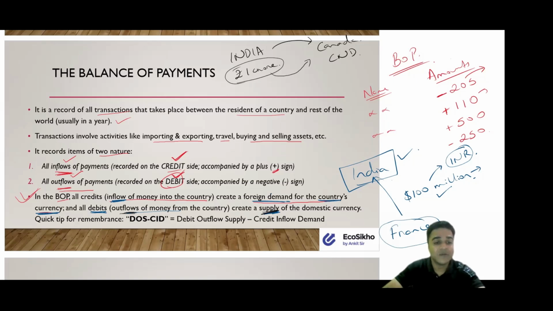Whenever we talk about balance of payment, all the credits, that is all the inflows, create a foreign demand, and all the debits, that is all the outflows, create a supply of the domestic currency. And just to make your life a little easier, I have tried to devise this thing. We can remember it as DOSCID. DOS: Debit indicates outflow of currency, it indicates supply. Similarly, credit creates an inflow of currency, it indicates a demand.